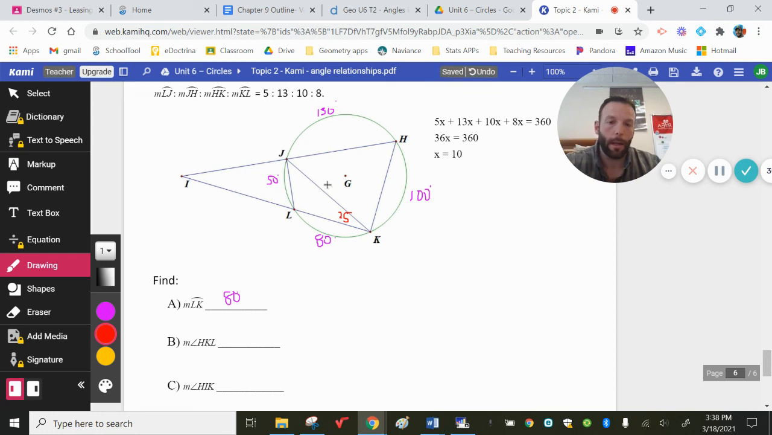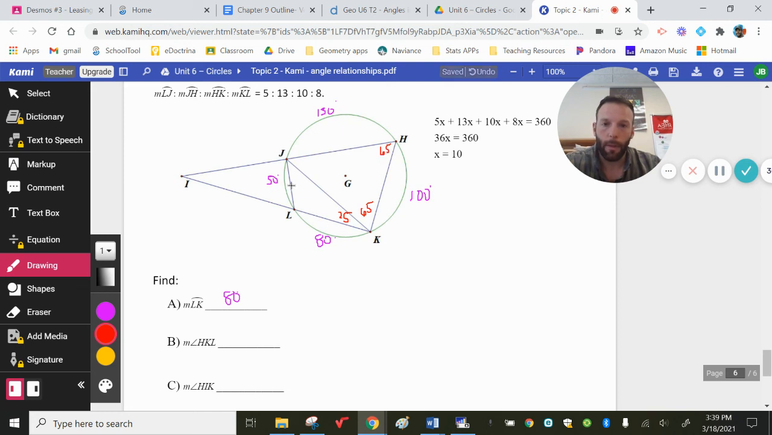Or I could also look at it from this side. Can I find the measure of the inscribed angle that's right here at this point K, JKH? Well, that angle intercepts the arc from J to H, 130. So this angle has to be a 65-degree angle. I just keep looking around for more inscribed angles. H is on the circle. This is an inscribed angle. It goes from H to K and H to J. If I combine these two together, 50 and 80 makes 130. So this also has to be a 65-degree angle.